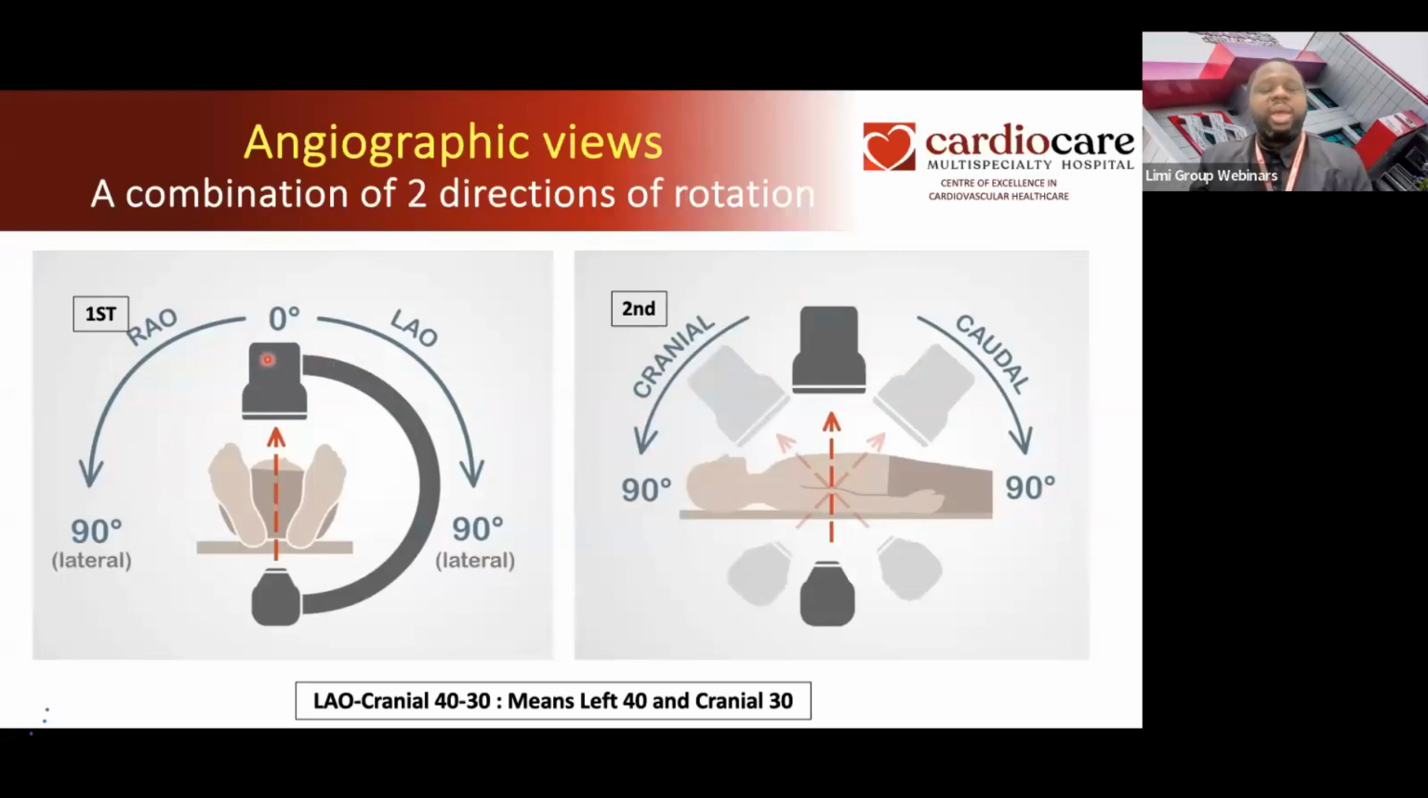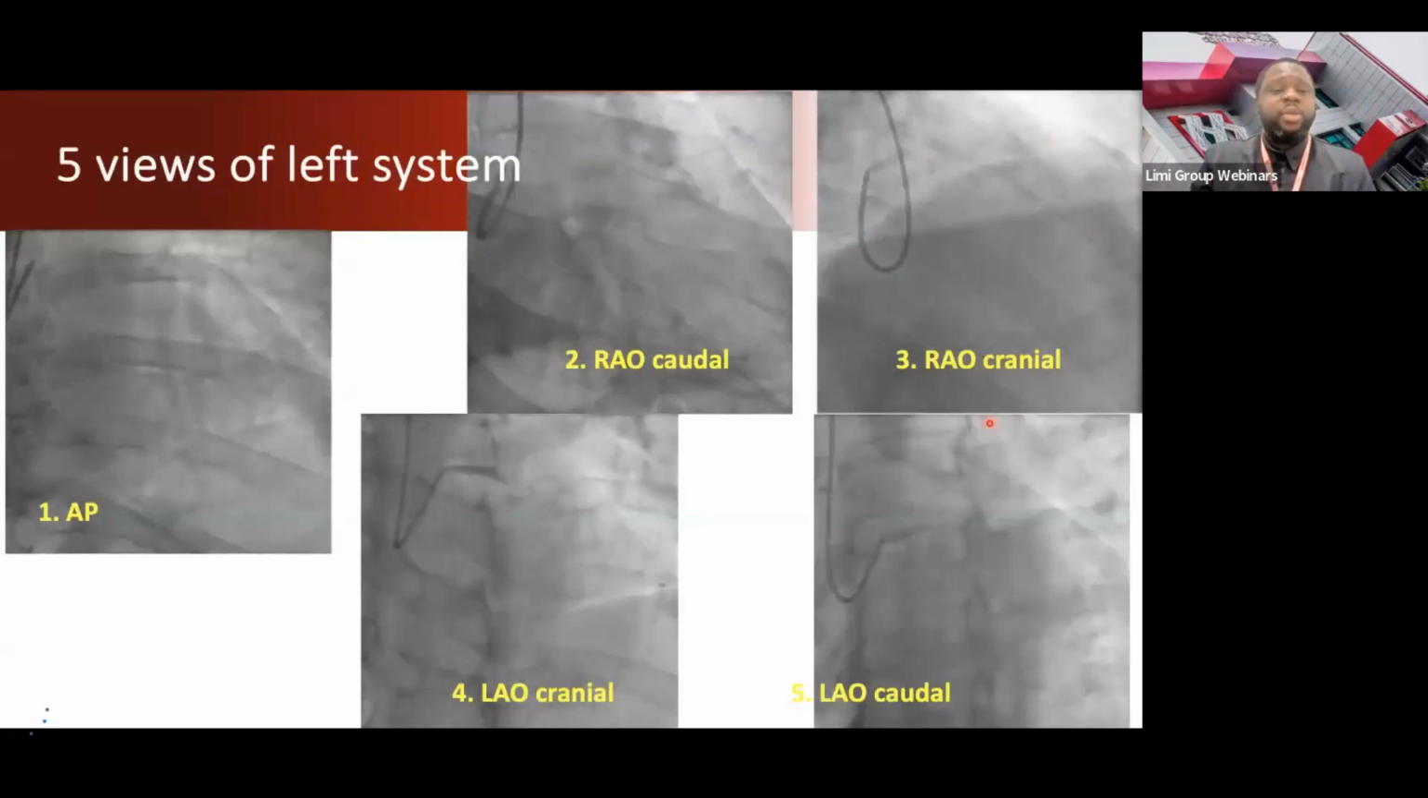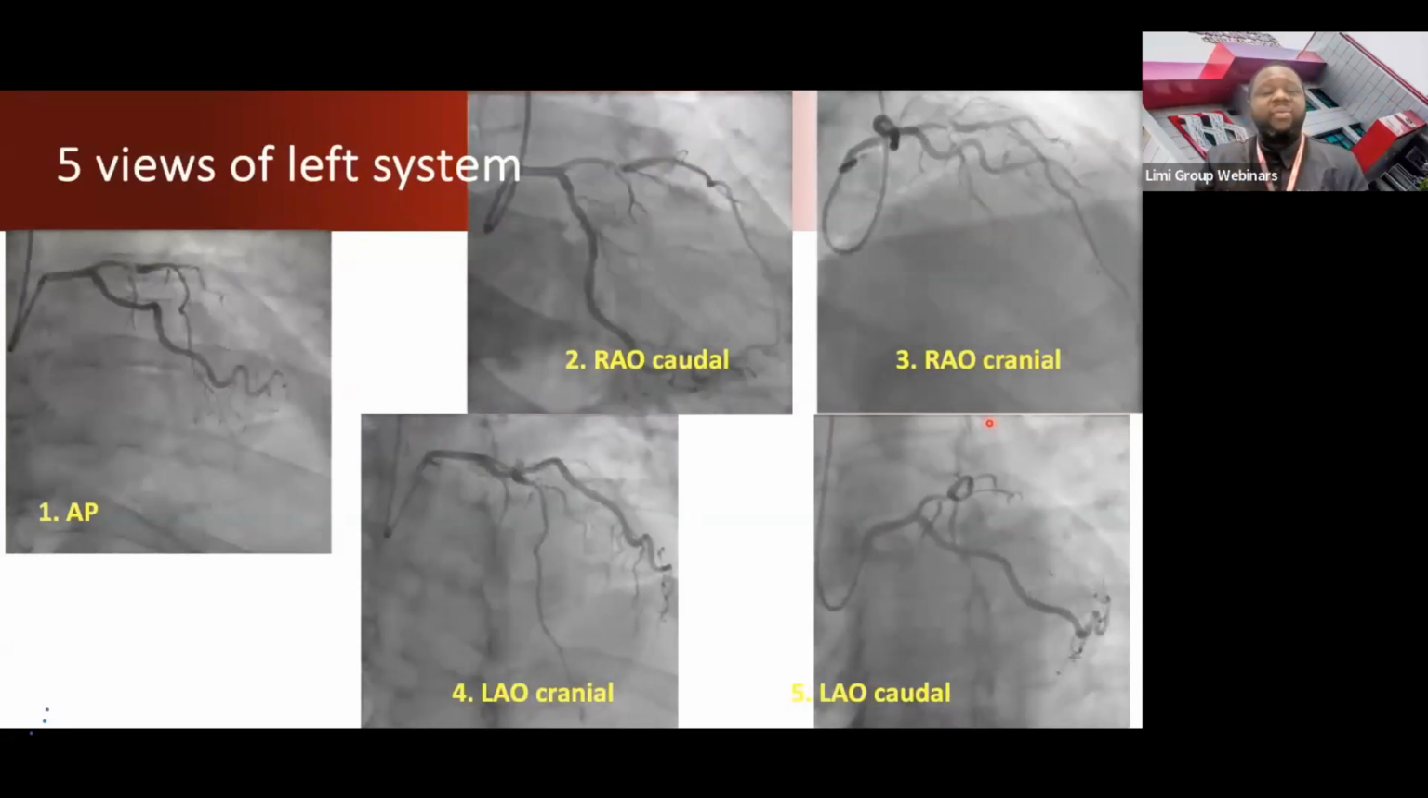So it could be LAO cranial, it could be RAO cranial. That means it was towards the patient's head and towards the patient's right. And it could be LAO caudal, meaning it was towards the patient's leg. In our cath lab, we position towards the patient's leg, and then we put it towards the patient's left. So that will now be L. This combination helps us to determine. For the left system, we typically take 5 views.